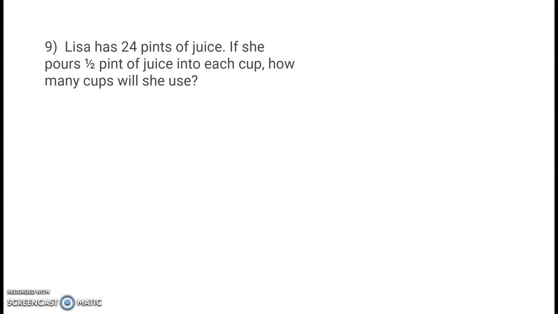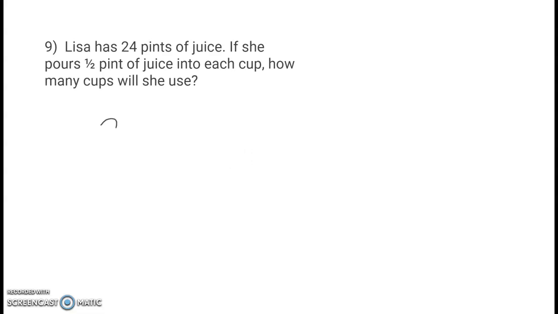Lisa has 24 pints of juice. If she pours 1/2 of a pint of juice into each cup, how many cups will she use? So I have to think about what I'm going to do here. If she only pours 1/2 of a pint of juice into each cup, how many cups is she going to use? And eventually this is going to get bigger.